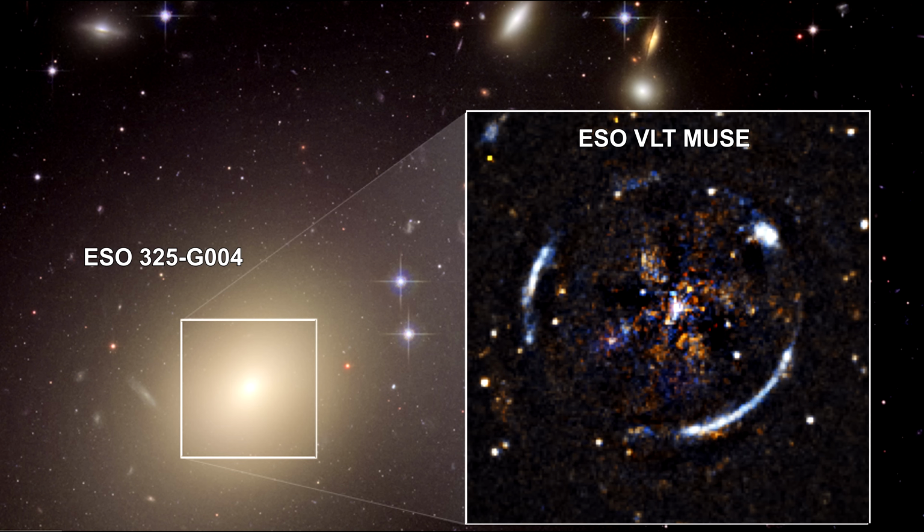Here's an image created by adding data collected by the Multi-Unit Spectrographic Explorer instrument on the European Space Observatory Very Large Telescope. This was the first test of Einstein's light-bending theory done outside of our own galaxy. It passed the test, demonstrating that the theory held across the universe and not just in the Milky Way.